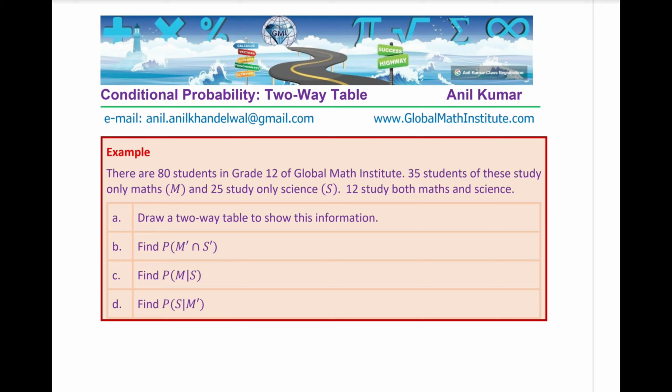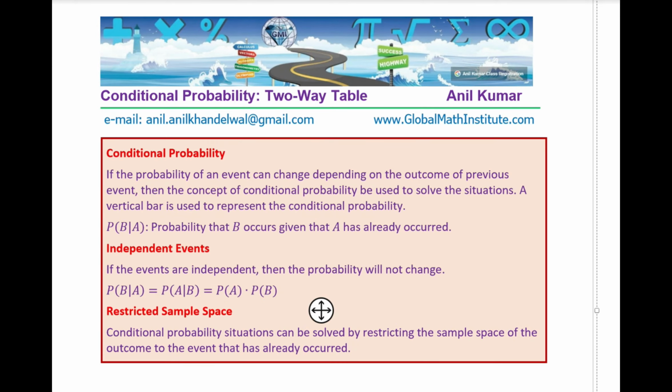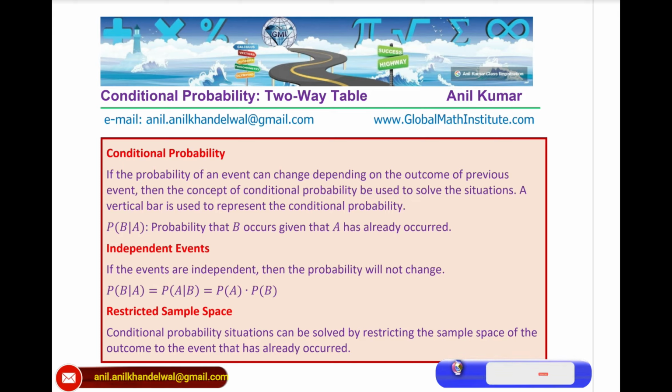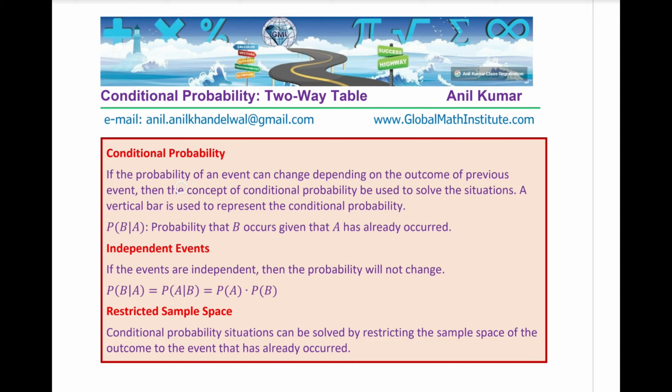Now let's try to understand the concept of conditional probability before really getting into this solution. Conditional probability means that if something has occurred, then the next event's probability might change depending on what has occurred already. So that is where conditional probability comes into the picture. If the probability of an event can change depending on the outcomes of a previous event, then the concept of conditional probability can be used to solve such situations.